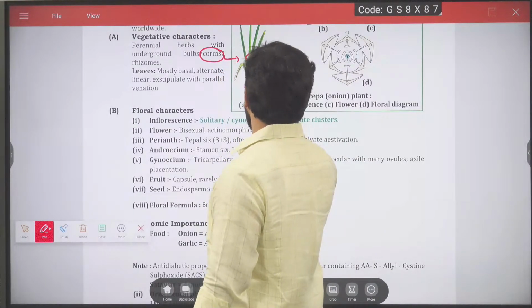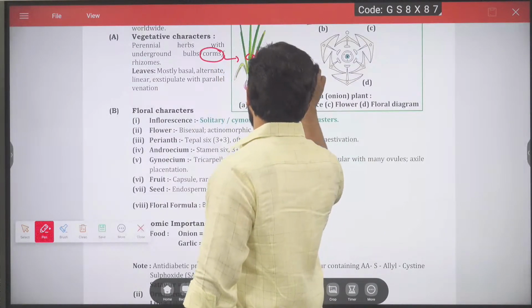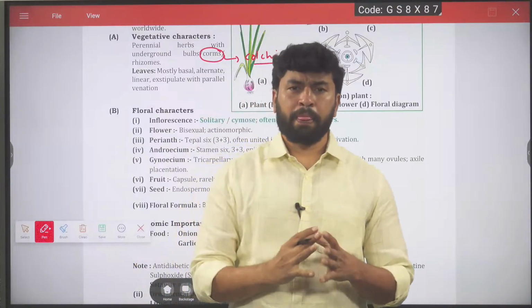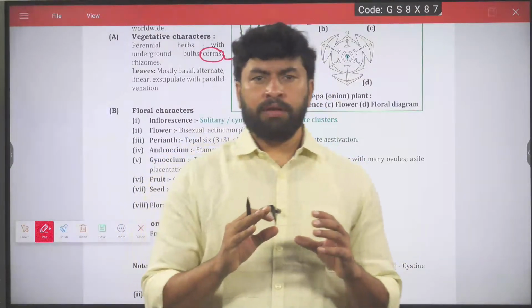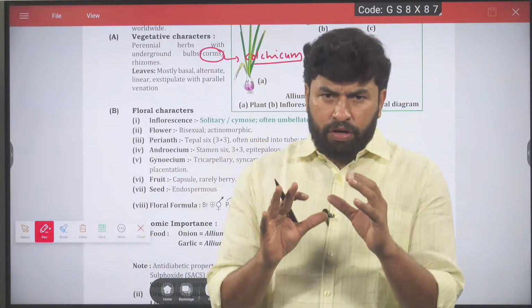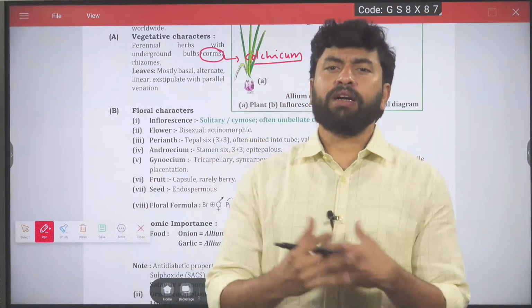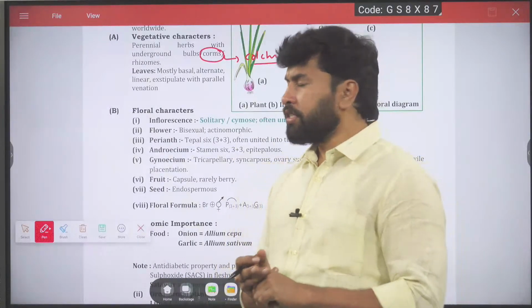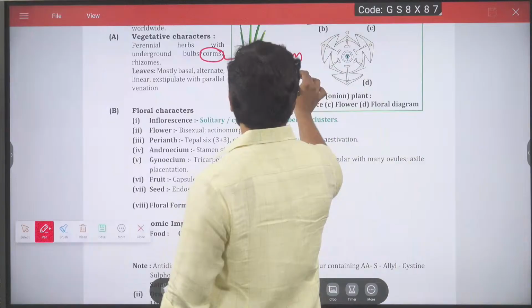Colchicum. This one you will study in several places. Colchicum autumnale. It's a kind of plant in which there is a development of corm, an underground stem. From the corm, they extract a chemical called colchicine. Colchicine is commonly called a mitotic poison.